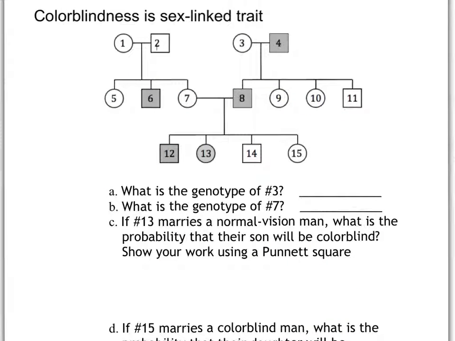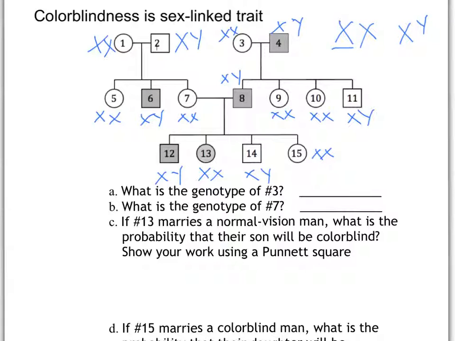Now this is a pedigree for color blindness. So color blindness is a sex-linked trait, which means it's going to be located on the X chromosome. Remember, females are XX, males are XY. And that's all you need to know, and it's carried on the X chromosome. So to make your life easy, you can label all of the boxes X and Y based on what they are. Circles are female, XX, males are XY, etc. So I labeled all of the sex chromosomes for the chart.